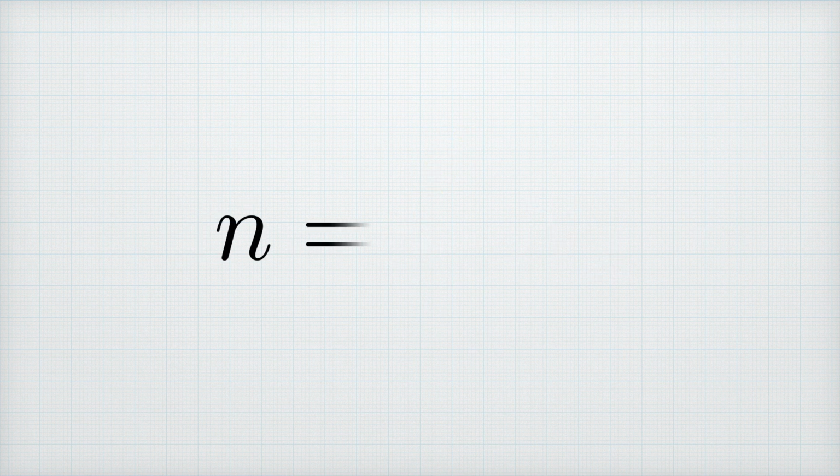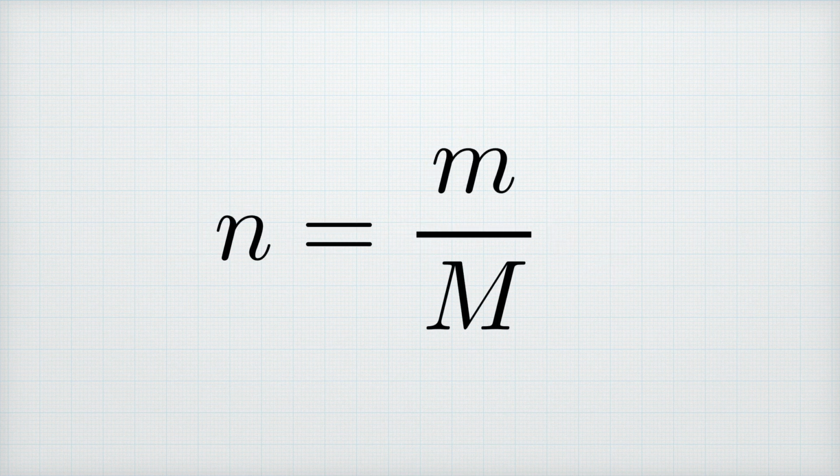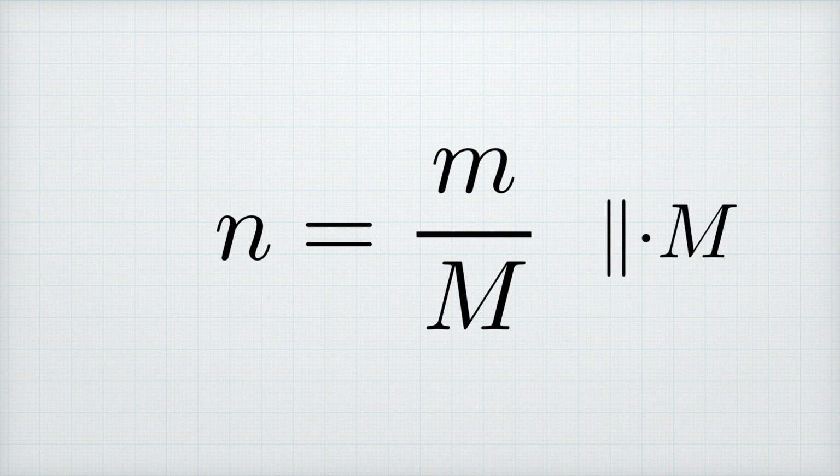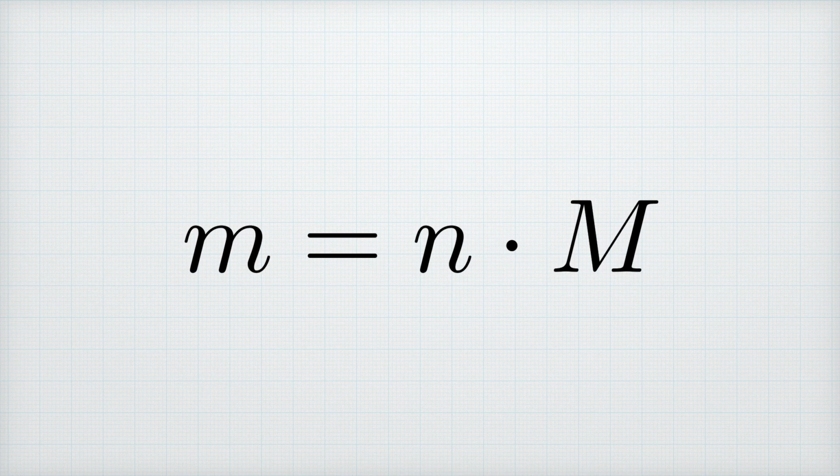But the most common way of calculating the amount of substance is with this formula, where the amount of substance is mass divided by the molar mass. We can also solve for the mass of the substance. So, now let's take a look at some exercises.